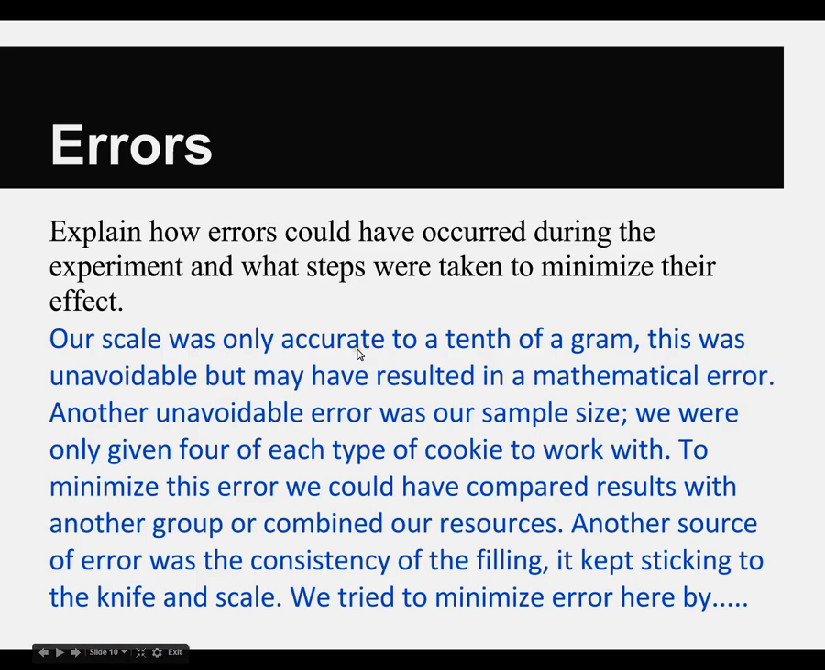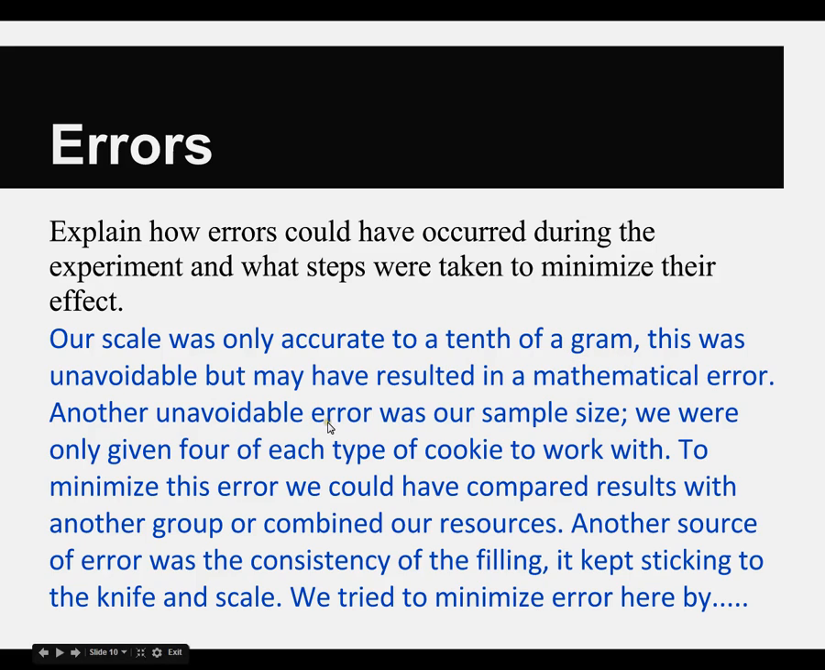I hope you noticed when you read through it that you could talk about the scale, which many of you did, but you need to talk about why it wasn't doing what you wanted it to do or how it didn't do what you wanted it to do. You need to be very specific. So if you want to mention the scale, you should say something like, our scale was only accurate to 1/10 of a gram. This was unavoidable, but may have resulted in mathematical error. So there, you've said your piece about the scale, that it only measured to 1/10 of a gram.